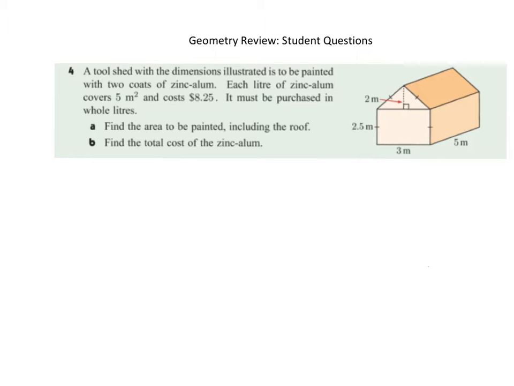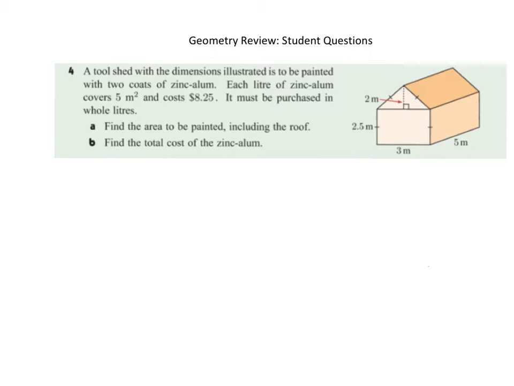I want to start today's class going over some of the geometry review that you guys have been working on. Several of you have asked questions, and I promised that I would get back to you about the answers to these questions. So let's get started here. So this first question says, a tool shed with the dimensions illustrated is to be painted with 2 coats of zinc aluminum. Each liter of zinc aluminum covers 5 meters squared and costs $8.25. It must be purchased in whole liters. So there's a lot to unpack there.